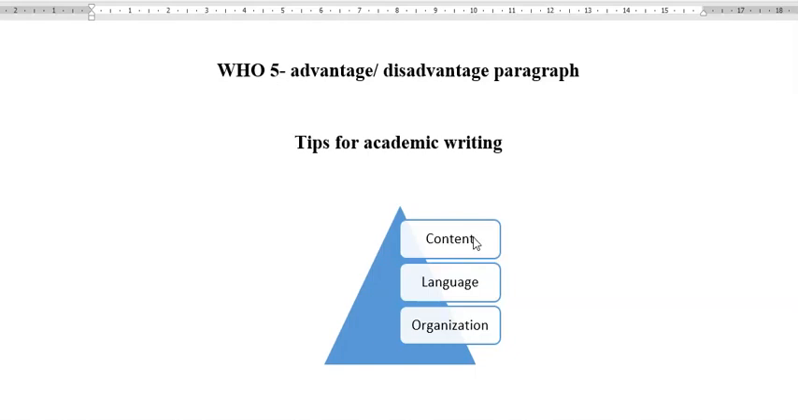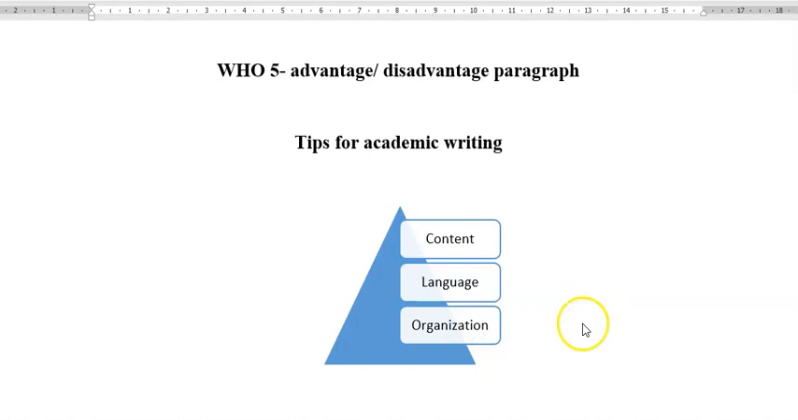Content is basically what we write. Our ideas. How and in what ways are they relevant or irrelevant to the topic? Language, how do we write our ideas in a paragraph, in terms of grammar, for instance? And organization is how we organize our ideas. Remember coherence and unity in the previous handout.